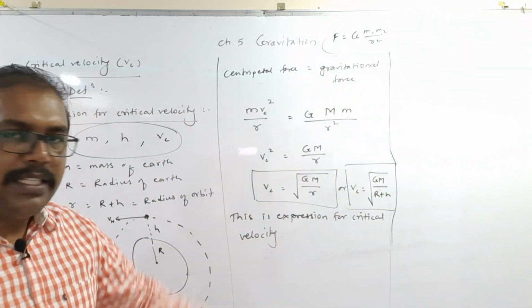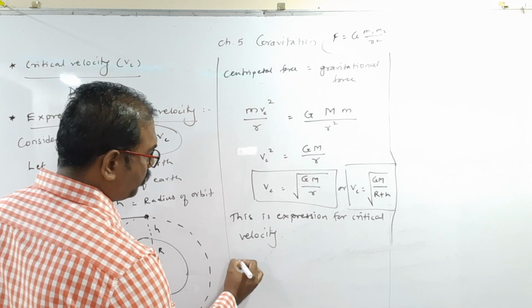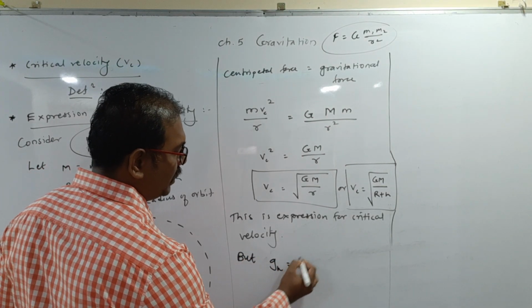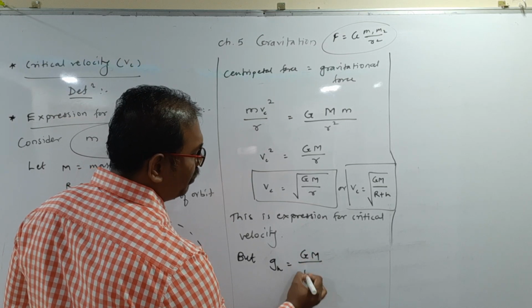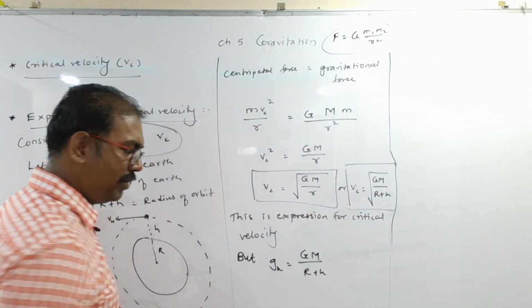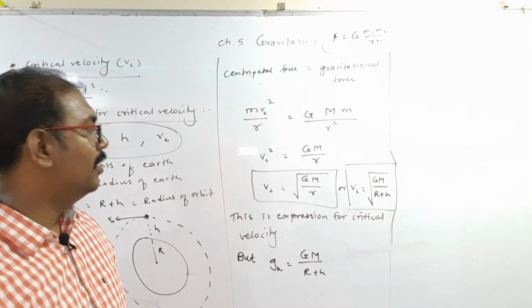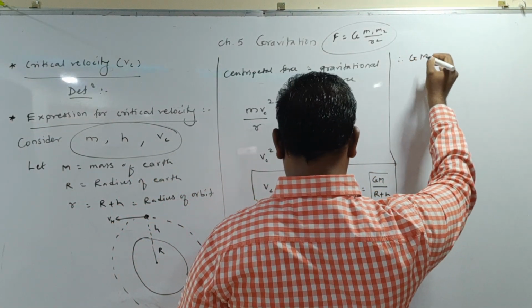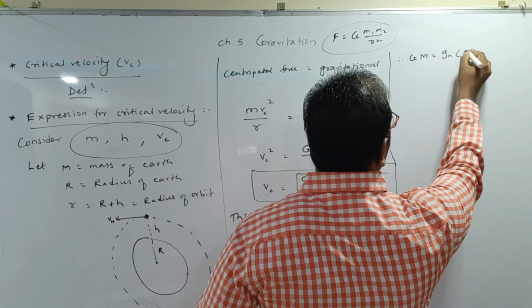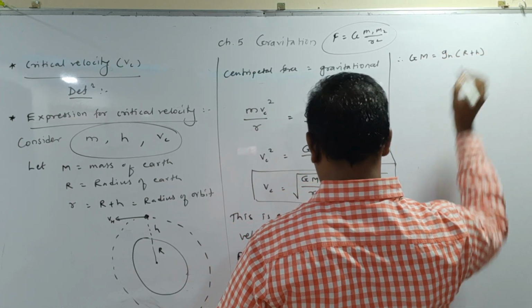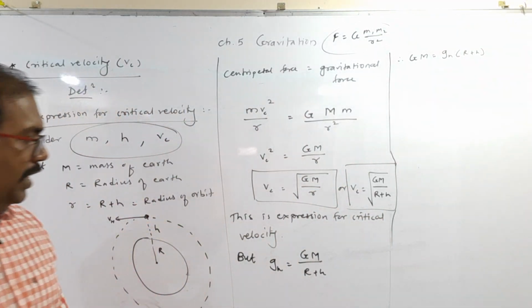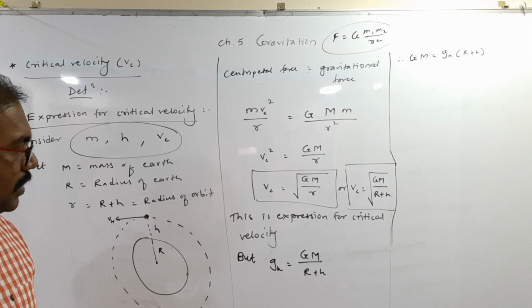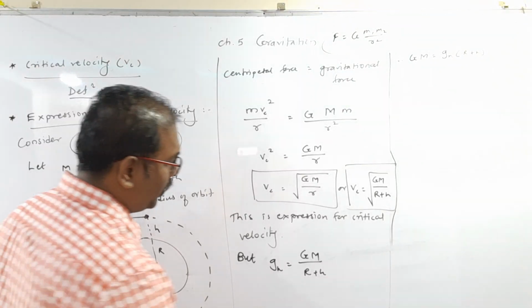Now let me modify this equation. We know that g at height h is equal to GM divided by (r plus h) square. This formula we already learned. By using that we can write, hence GM is equal to gh into (r plus h) square. So we get this formula, GM divided by r plus h square.